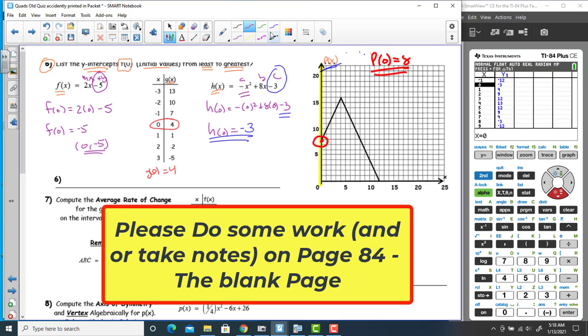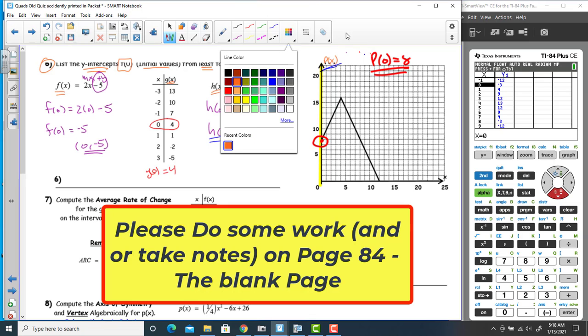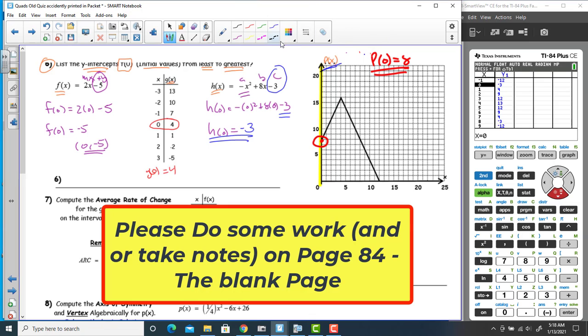Based on those observations, you should be able to put the y-intercepts, the value at time 0, in order from least to greatest. We have f of 0 equaling negative 5. We have h of 0 equaling negative 3. Then we have g of 0, which equals 4. And finally, p of 0, which equals 8.